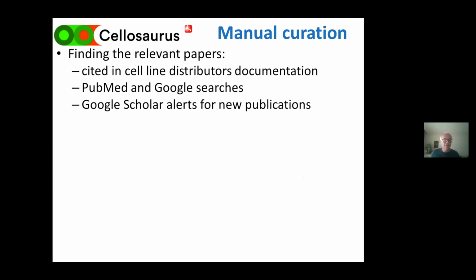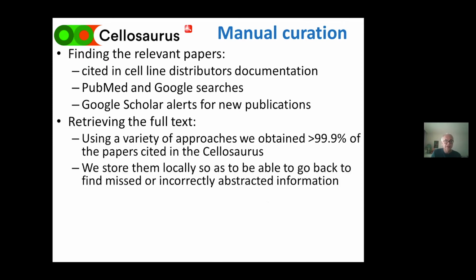Now, how does manual curation work? It's like any type of manual curation. You first have to find the relevant papers. And of course, there are a lot of papers cited in cell line distributors' documentation, but the easiest way to find papers is to do PubMed and Google searches, and for new papers, to have Google Scholar alerts for new publications. Then you retrieve the full text. And using a variety of approaches, we obtain more than 99.9% of all the papers cited in Cellosaurus.